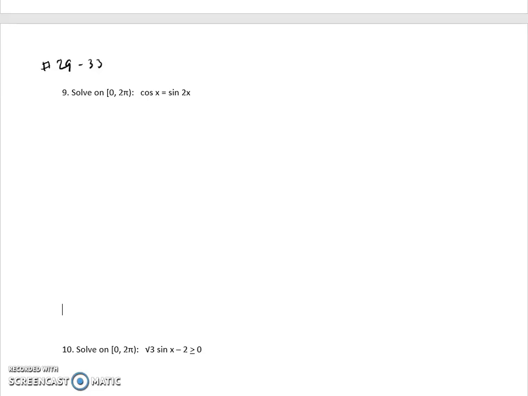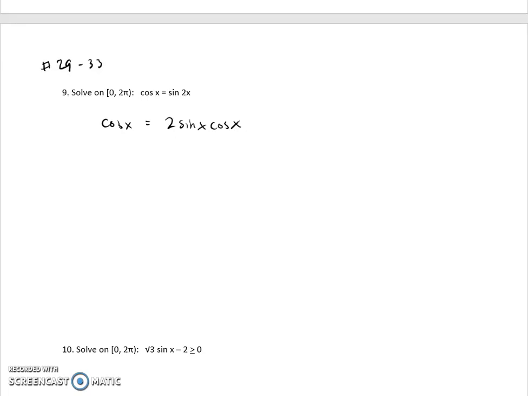And you're looking for a common factor. So like cosine in both terms, sine in both terms, tangent in both terms. So we don't have any of that right now, but we do have a double angle here. So let's go ahead and write out that double angle and see what we have. So we would have cosine x on the left. Sine 2x is the same as 2 sine x cosine x.